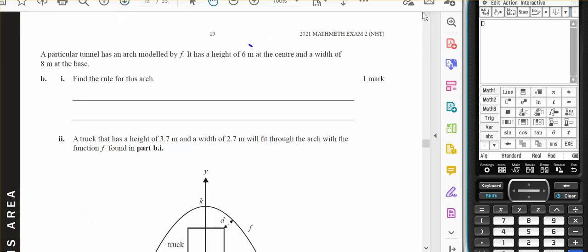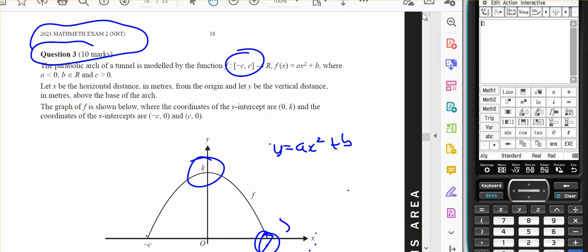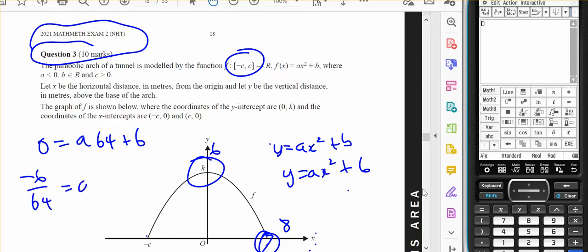So now we have the height is 6 and the base is 8. Find the rule for this arch. So 6 and 8. So that's 8 and that's 6. So k is 6, so I've got y equals ax squared plus 6, and a is going to equal, so 0 equals a times 64 plus 6, minus 6 on 64 equals a, which is half.